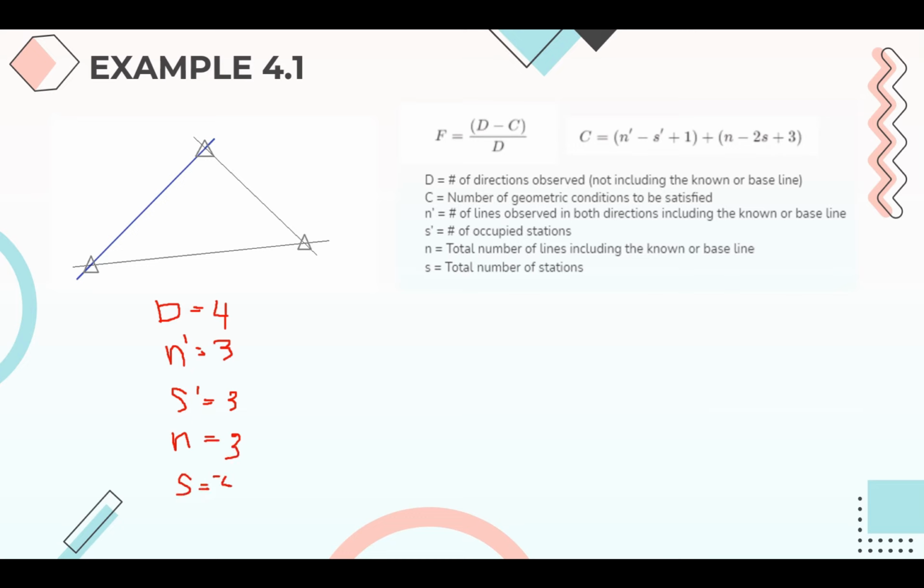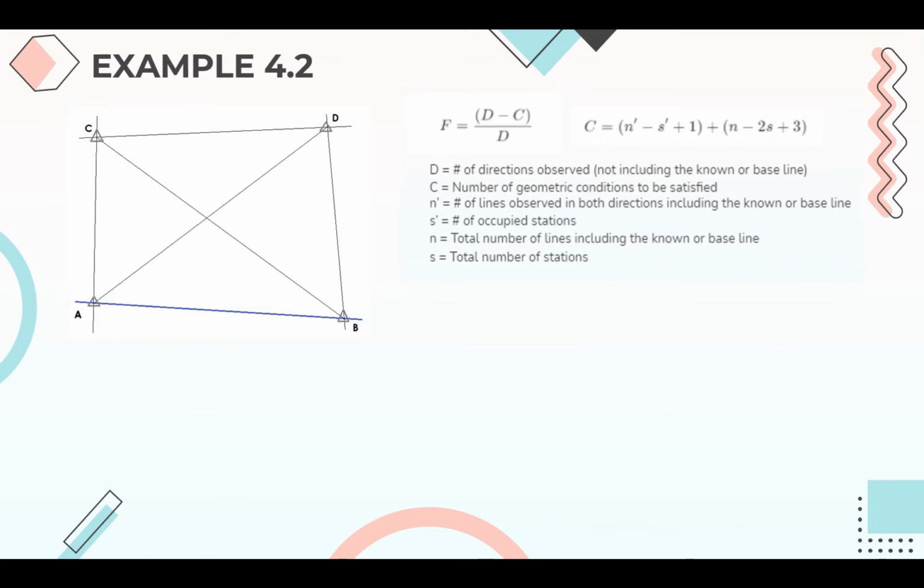So now we know the angle conditions and the side conditions. So if we put that in our calculator, N prime minus S prime, so 3 minus 3 plus 1 plus 3 minus 2 times 3 plus 3. That will yield 1. Our value for D is 4. So 4 minus 1 over 4 is 0.75. Therefore, our strength of figure factor is 0.75. Guys, it looks intimidating, but it's actually easy.